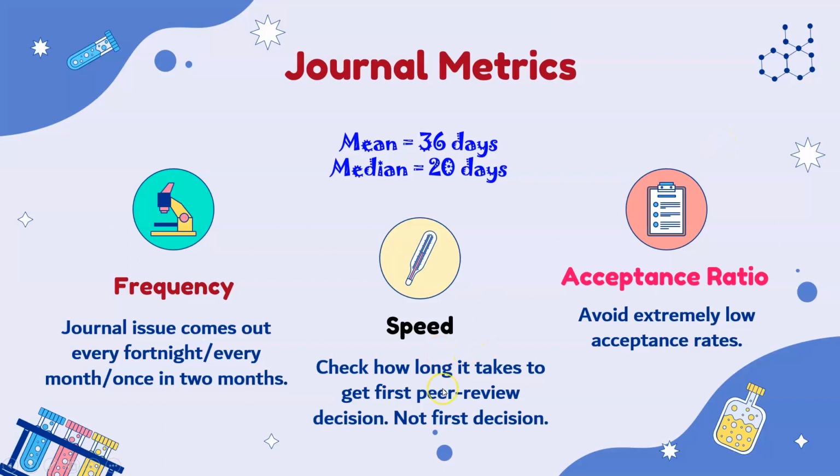of the journal. Speed means how much time does it take for the peer review? Is it taking 2 months on an average, 8 weeks, or 12 weeks, or 6 months, or 1 year? So, what is the speed with which a journal is accepting or rejecting the article?